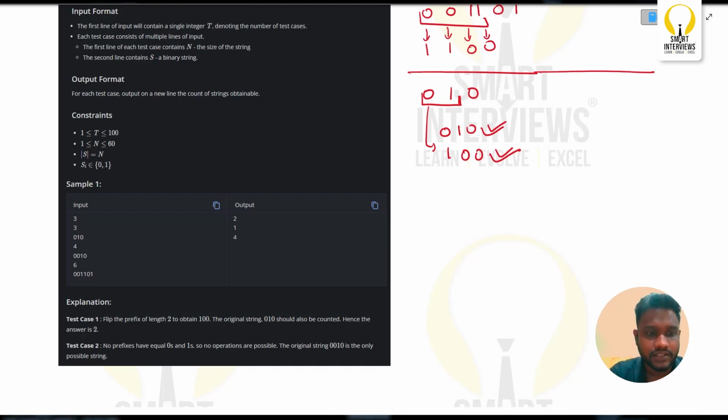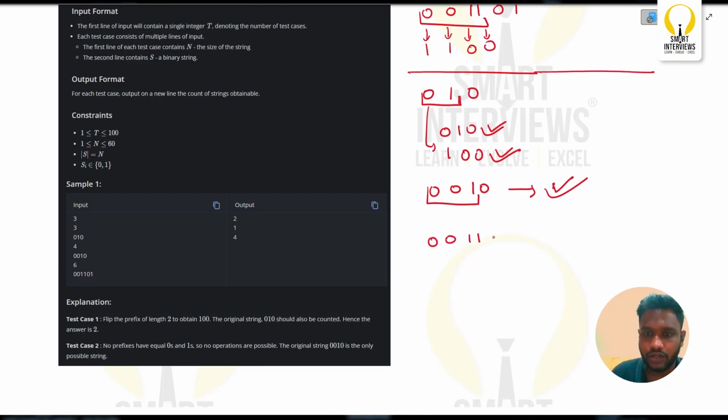Okay. Similarly, 0, 0, 1, 0. There is no prefix with equal zeros and ones, so you can only generate one possible string. So the answer is 1. Okay. For the third case, let's see.